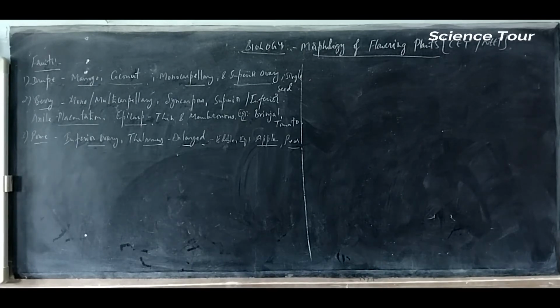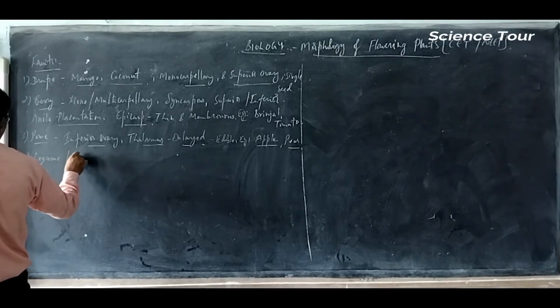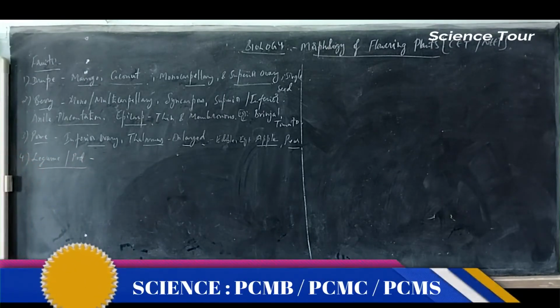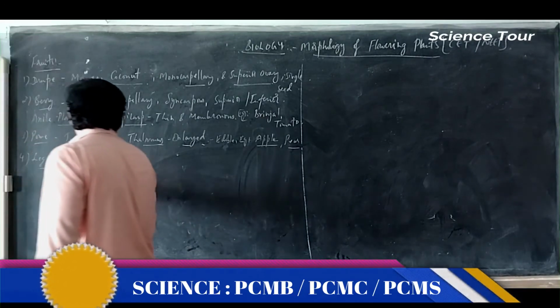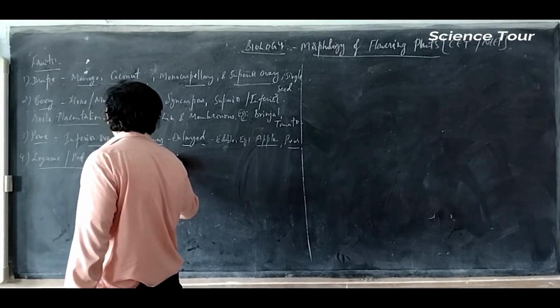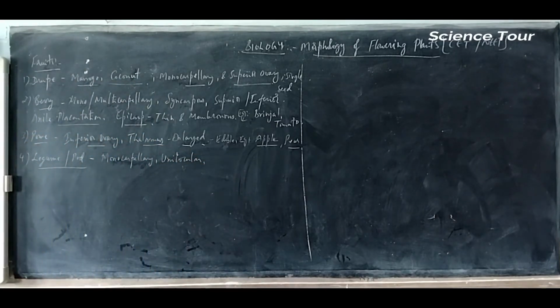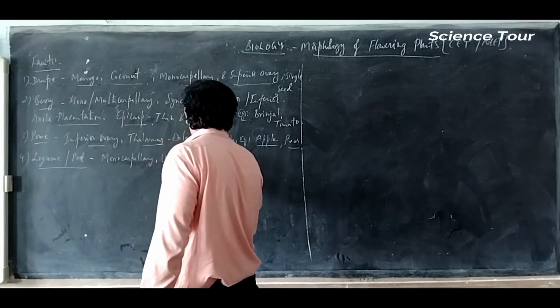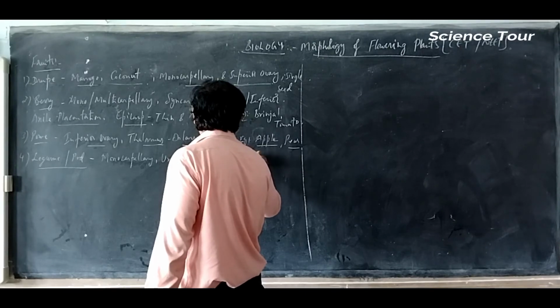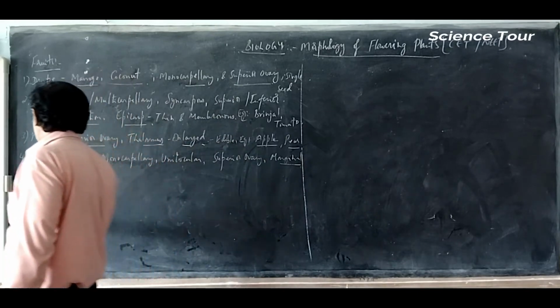Next coming to legume or pod, the fourth one. Monocarpellary and unilocular condition. Monocarpellary means single carpel, and unilocular means only one locule. Superior ovary and marginal placentation.